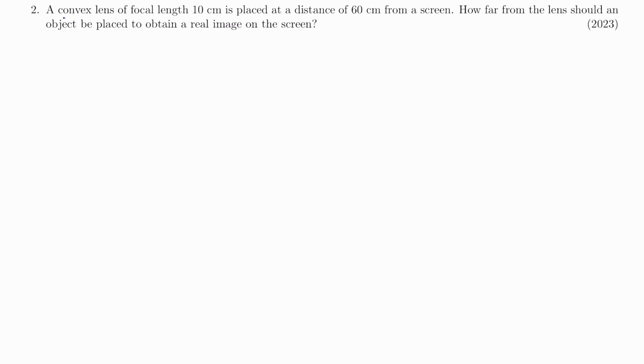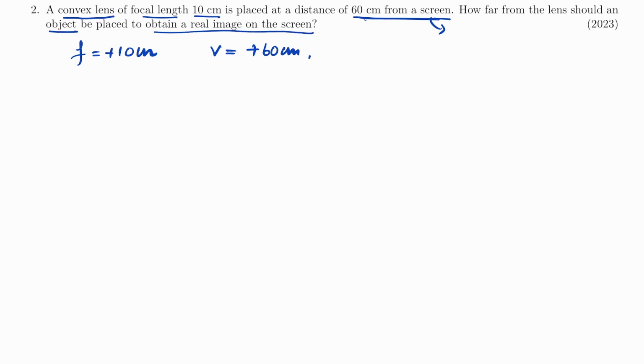So here in this case, they've given a convex lens of focal length 10 centimeter. So f is equal to plus 10 centimeter. It is placed at a distance of 60 centimeter from the screen. So what exactly is this? Since screen is mentioned, obviously it means it is the image distance. So the image is on the right side. Since the image is formed on a screen, in this case it will be plus 60 centimeter. So the question is how far the object should be placed to obtain a real image on the screen. So we need to find u.